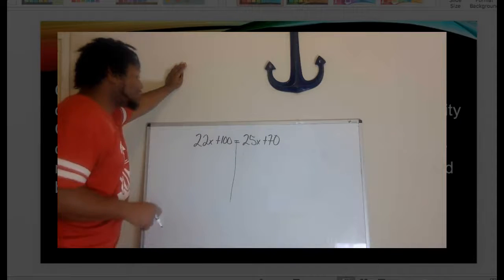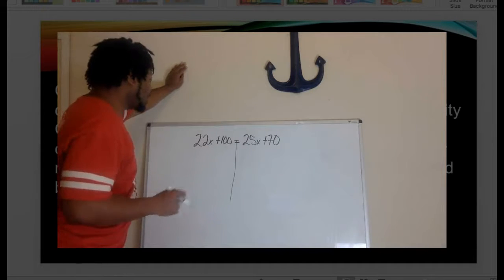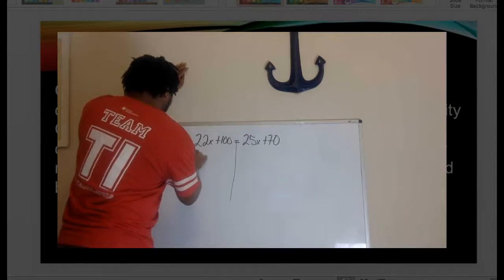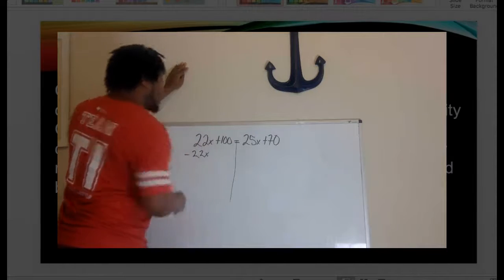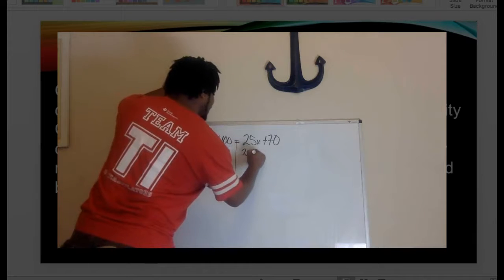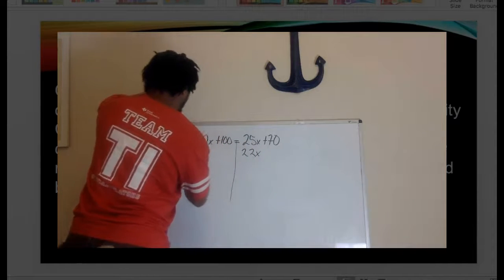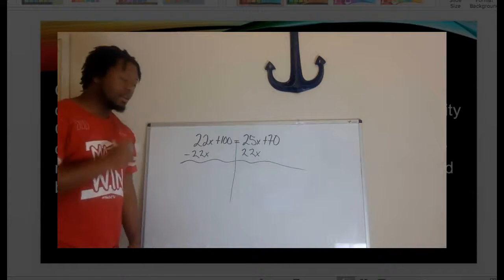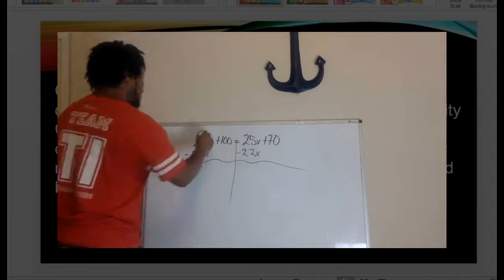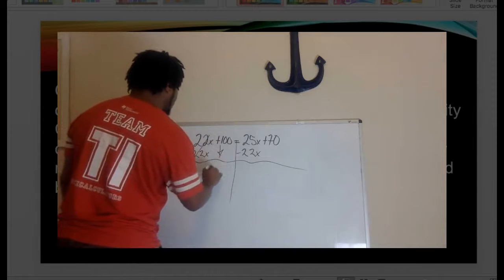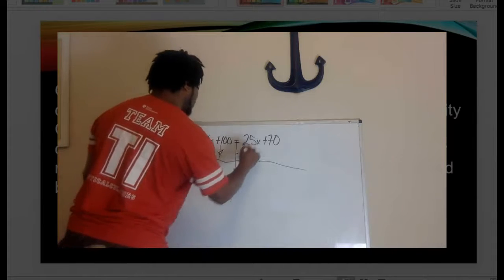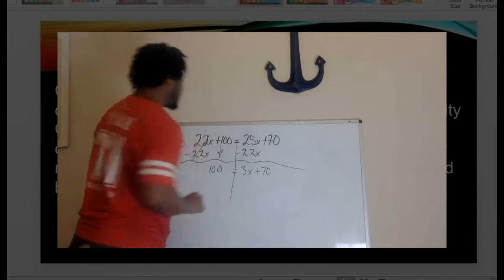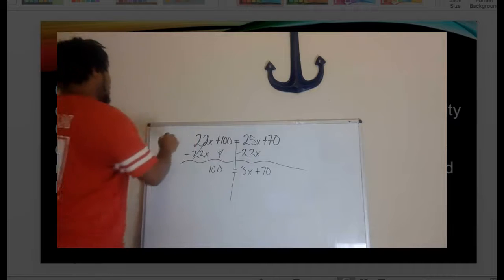Remember, I said that you guys should move the smallest variable. I'm going to move the smallest variable. This time, on the next one, I'll deal with some negative exponents. So we have the minus 22x. Remember, the goal is still to isolate the variable, and to do that, the first thing is to get the variables together. So we're subtracting 22x. That gives me a 0 pair. The 100 drops down. That equals 3x plus 70. That's step number 1.